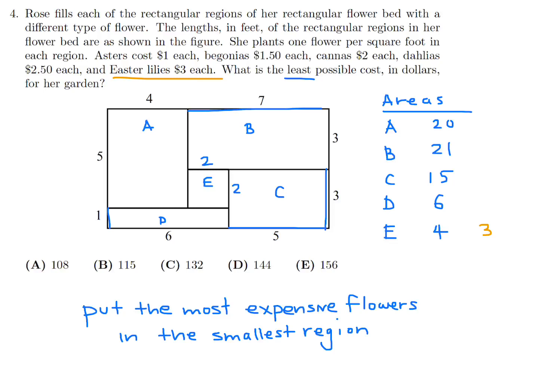The next one is the $2.50 flowers. We'll put those here. And then we'll put the $2 ones here, $1.50 here, and then the cheapest one we'll put in the largest, like that. And then we have to just multiply to calculate the costs. So this looks like $30, $21, $30, $15, and $12. So the total cost, if you add up all these, is $108 for this garden. And therefore the answer would be A, 4A.